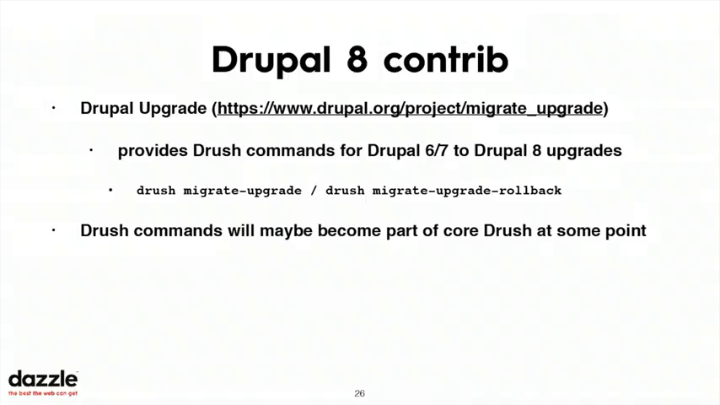I don't know if that will go into core at some point or not, but for now you use the Migrate Tools module. Then there's the Drupal Upgrade module, which originally in Drupal 8.0 also had the UI, but this moved into core, so now it only provides you with Drush commands to perform upgrades between Drupal versions. These commands might become part of core Drush at some point, but I have no real information on that.